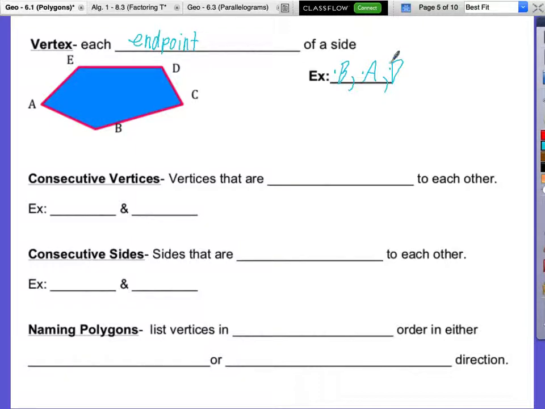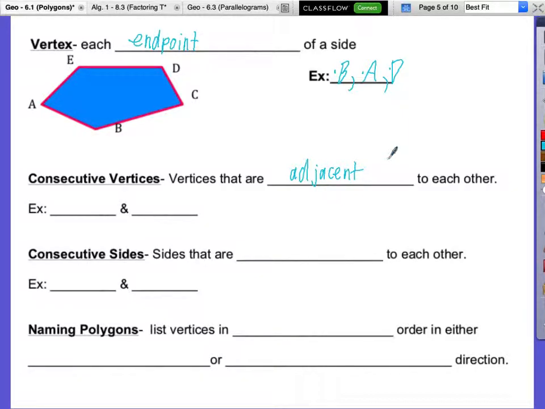Now consecutive. Consecutive means they go in order, right? They're one after another. We talked about consecutive numbers before, like 2, 3, 4, 5, 6. So consecutive vertices are vertices that are adjacent to each other. What do we say the word adjacent meant? Next to. It means they're next to each other. So if they're consecutive vertices, they're going to be vertices that are adjacent or next to each other.